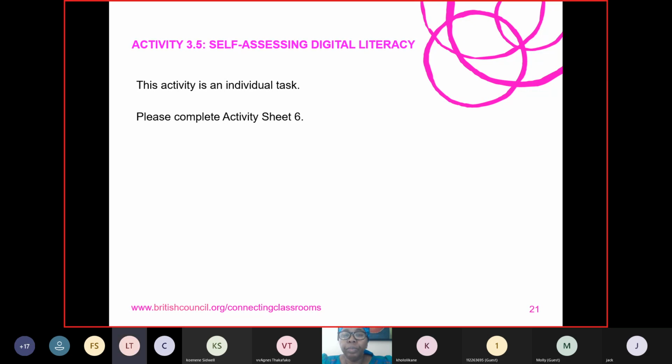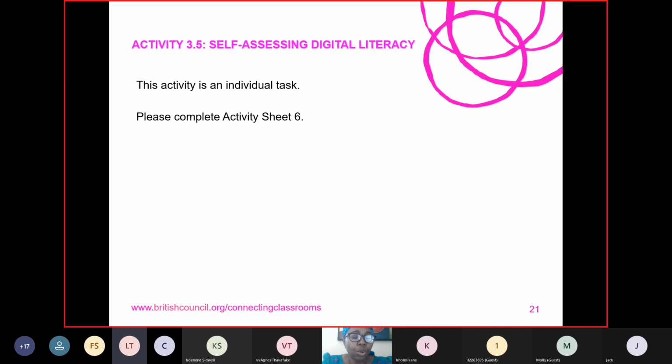Tinyane? Hello, ma'am. Yes, you have responded, and I have seen that there are parts where you have given yourself a 1 and you want to be at 10. What steps are you going to take to ensure that you are at 10?